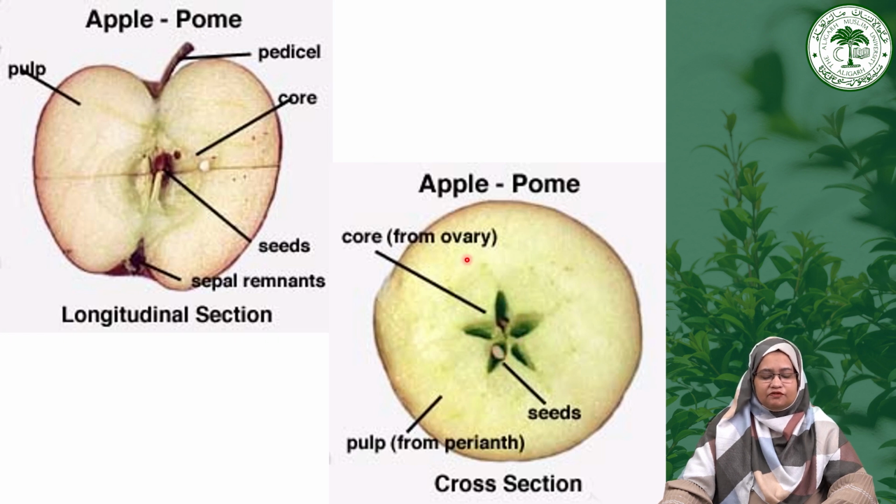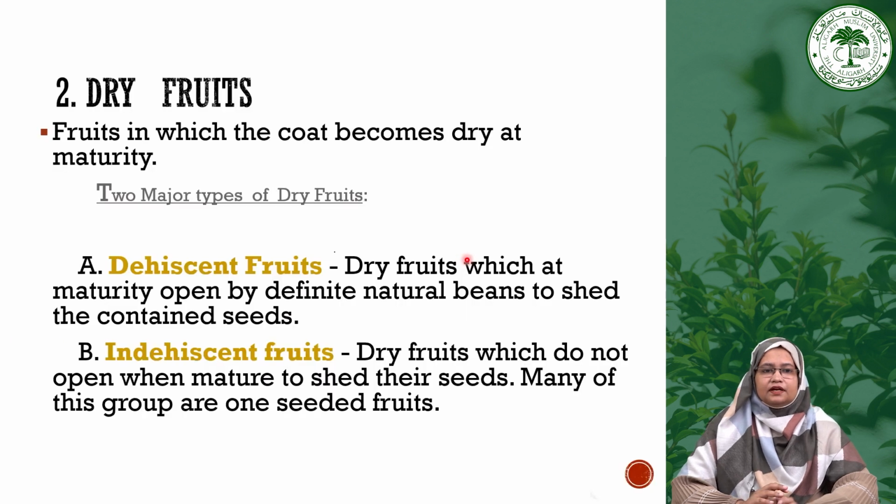The apple is a type of pome, which is also called an accessory fruit. Then the next category of fruit is dry fruit. First we have discussed the fleshy ones. The next is dry fruit; as the name indicates, it is a fruit in which the pericarp becomes dry at maturity.